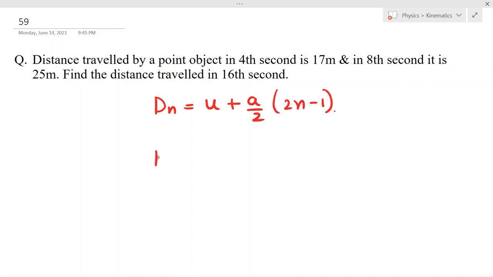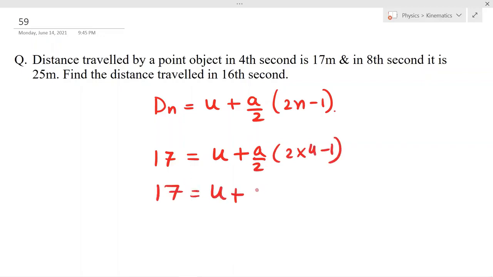Now what is it in the 4th second? It will be d4, which is 17. This is already given to us. u we do not know. That is u is the starting velocity, plus a by 2 into 2 into 4 minus 1. So this is 17 is equal to u plus 7a by 2. This is my first equation.